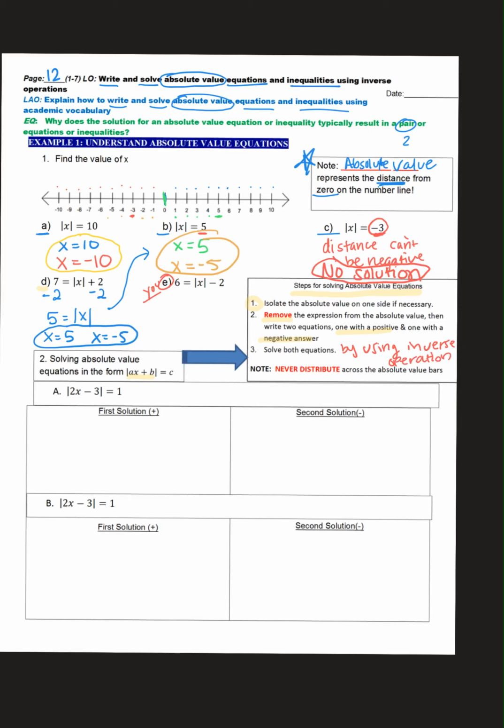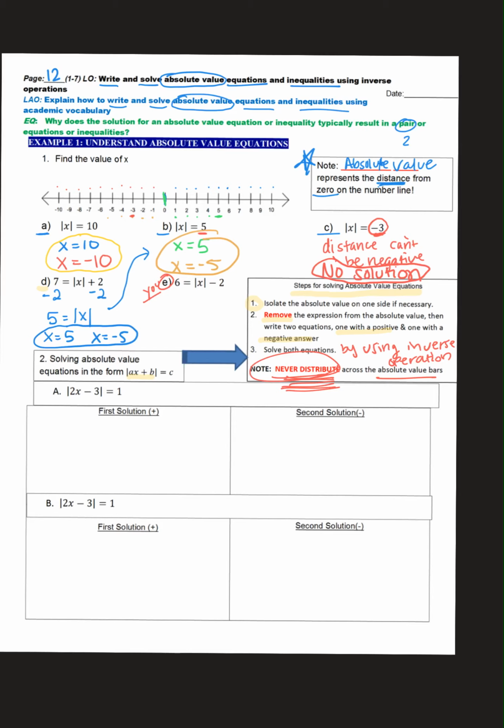Now, here's something new. You are never, ever distributing across absolute value bars. They are not parentheses. So do not distribute over them, okay? All right, let's get started.